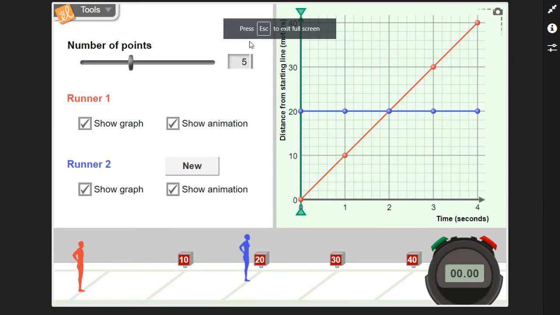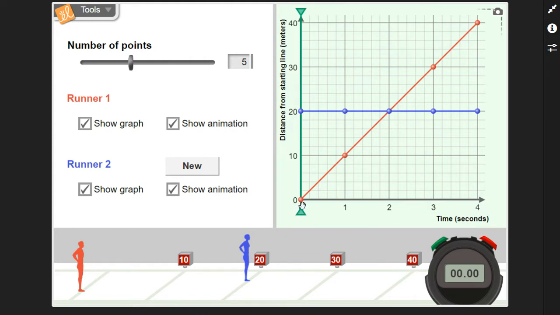I was going to walk you through some motion graphs. So we have a bunch of distance time graphs. And one of the things you're going to be asked to do is to be able to describe the motion of an object or runner using a distance time graph.